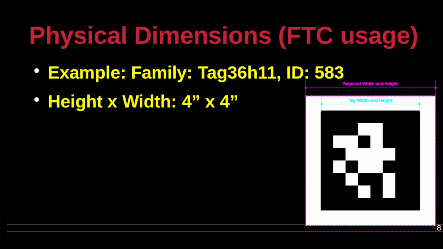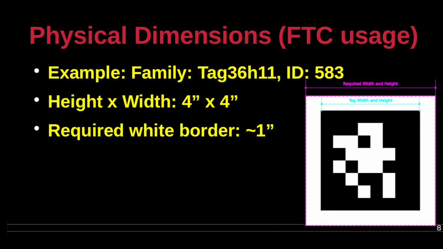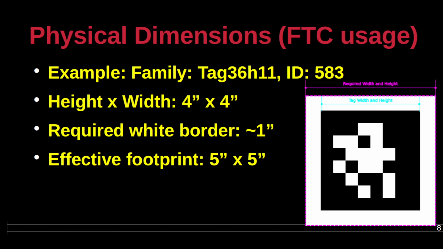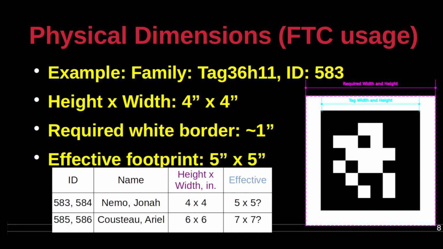Presently, FTC has specified two printed dimensions for the chosen AprilTag images from the family 36H11 for the Center Stage season. For some tags, the dimensions are 4 inches by 4 inches, while for others it is 6 inches by 6 inches. It must be noted that the printed tags must have a white border as shown on the slide. Thus, for a 4 by 4 tag, the effective dimension is 5 inches by 5 inches.